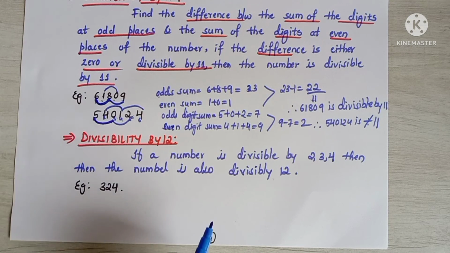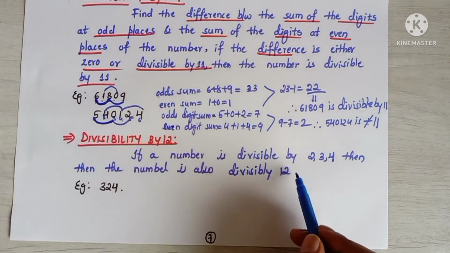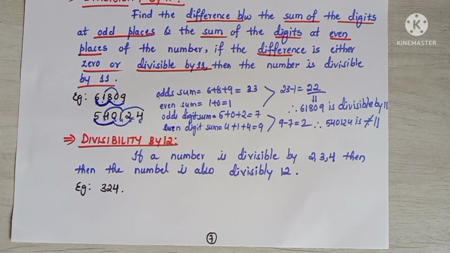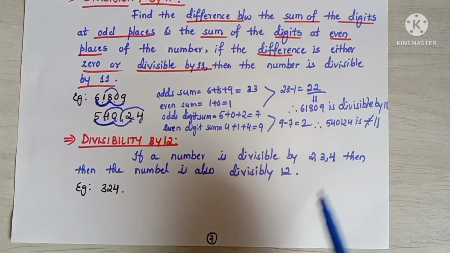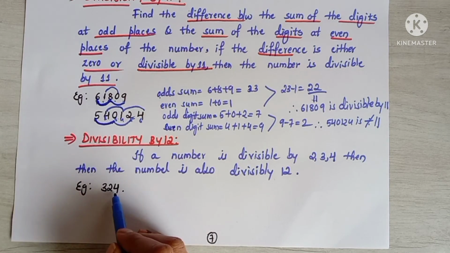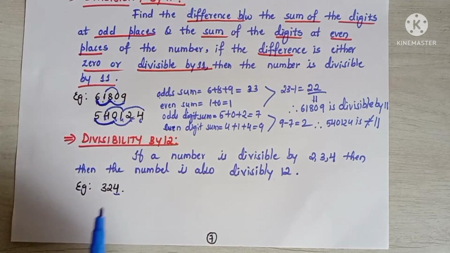Let us see the divisibility by 12. If a number is divisible by 12, then the number should be divisible by 2, 3 and 4 also. Let us take 324. It should be divisible by 2, 3 and 4 also. For 2, we have to take the last digit. We have to see whether it is 0, 2, 4, 6 or 8. Here the last digit is 4. Therefore, it is divisible by 2.